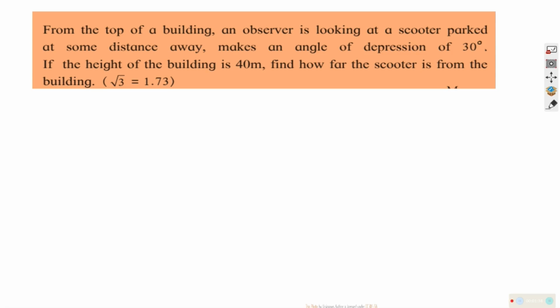Let us get into another situation. From the top of a building, an observer is looking at a scooter parked at a distance away and makes an angle of depression of 30 degree. If the height of the building is 40 meter, two informations are given, find how far the scooter is.